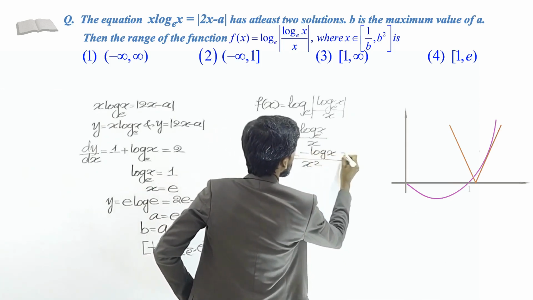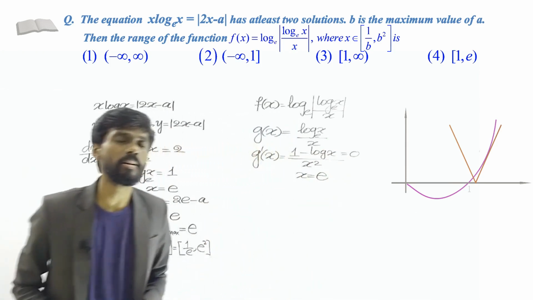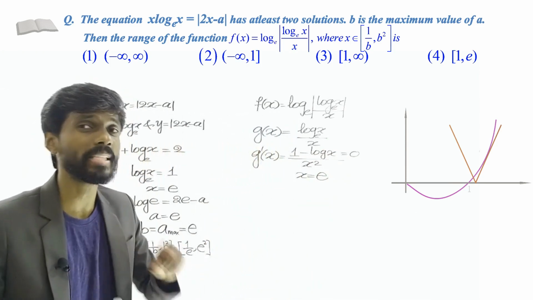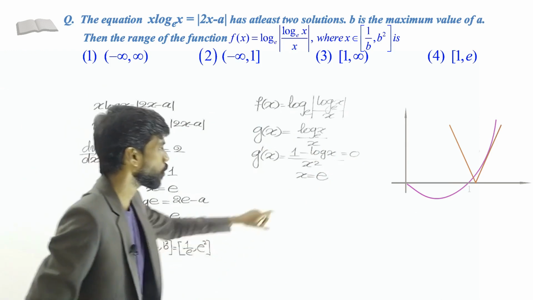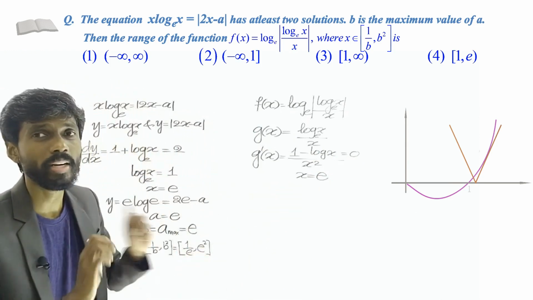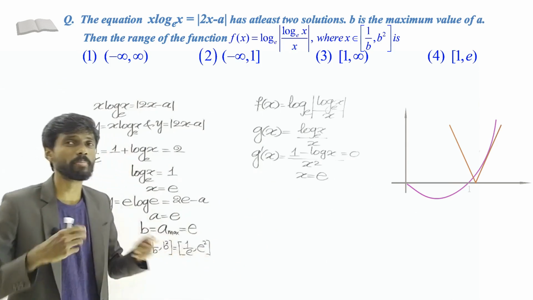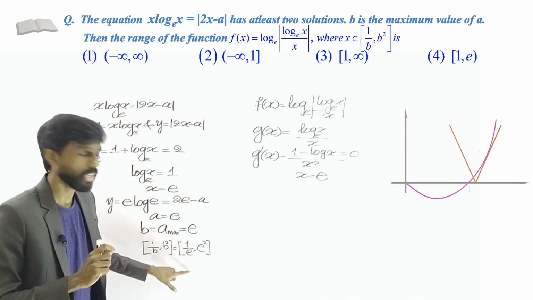So equate that to 0, we will get the value of x, so that is e. So e is the value at which the function may be maximum or minimum. Okay, we don't know. To check whether it is actually maximum or minimum, we have to use the second derivative and all that. But we are not going to use any of these methods, because we only need the maximum and minimum value in an interval, in a closed interval.